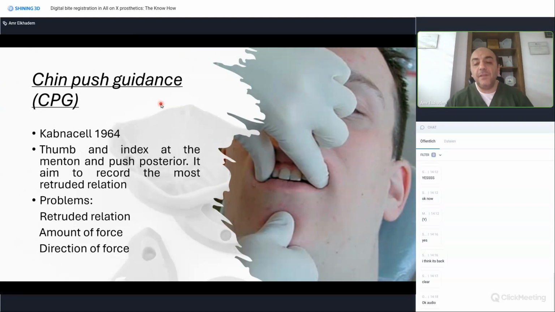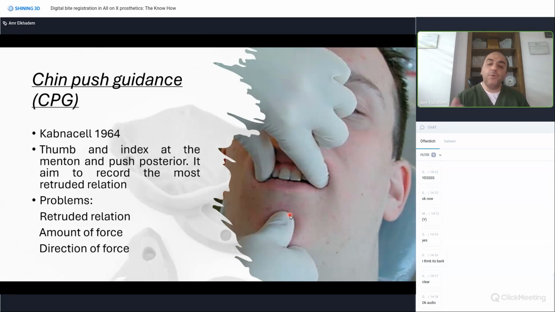If you believe in the definition of the most retruded, which means that you want to bring the condyle as far back as possible, what you need to do is that you have to put your 2 fingers and thumb below the chin of the patient and push the chin as back as possible, just to bring the patient in the most retruded. And believe me, this is not the best way, because when you do this, actually the patient gives you a back reaction and he starts to push to the front. And this is one. Number 2, if you use too much force, you're bringing the mandible too much posterior, and technically this is the retruded position, so it's not accurate.